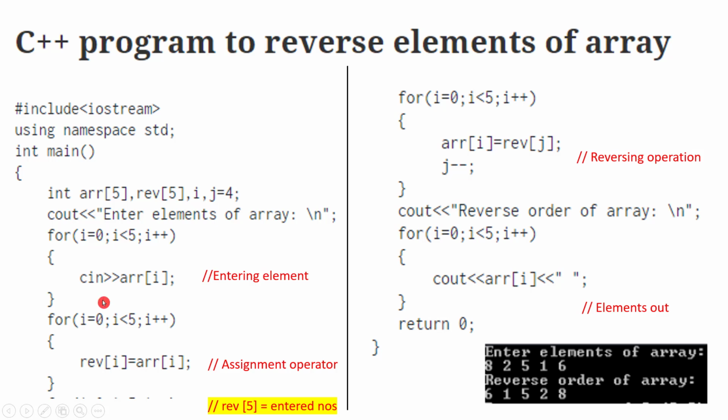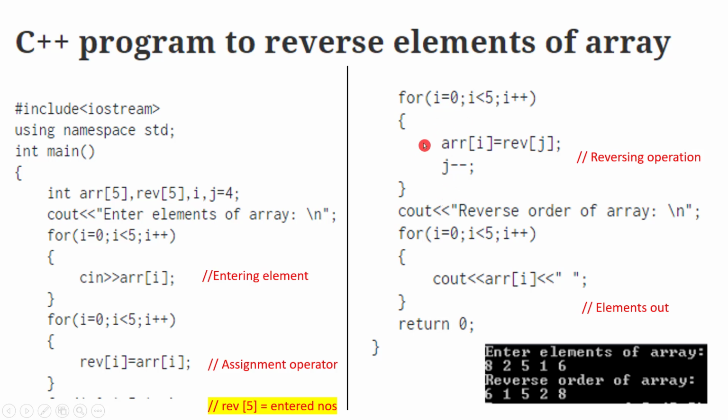Okay, so this same thing, for I equal to 0, I less than 5, I plus plus, REV I is equal to ARR I. So we just transferred the values from the ARR array to the REV array. We'll see next time. So for I equal to 0, I less than 5, I plus plus, curly bracket, ARR I is equal to REV J, J minus minus. So this is the main reversing operation happening.